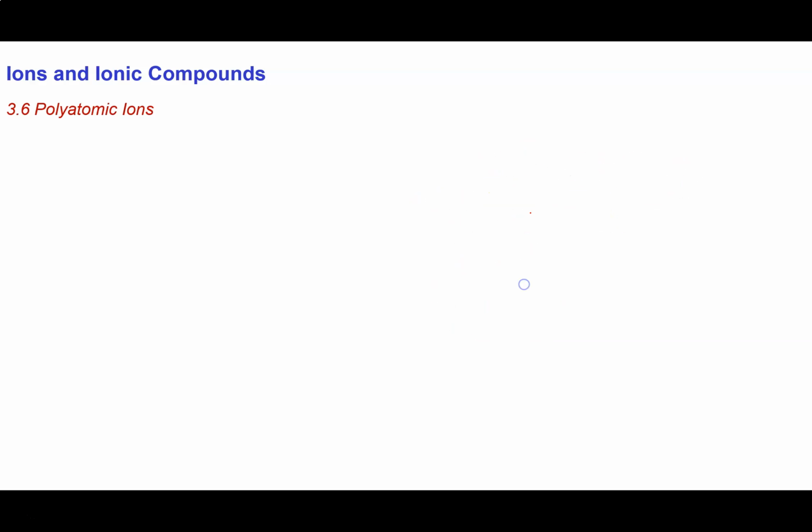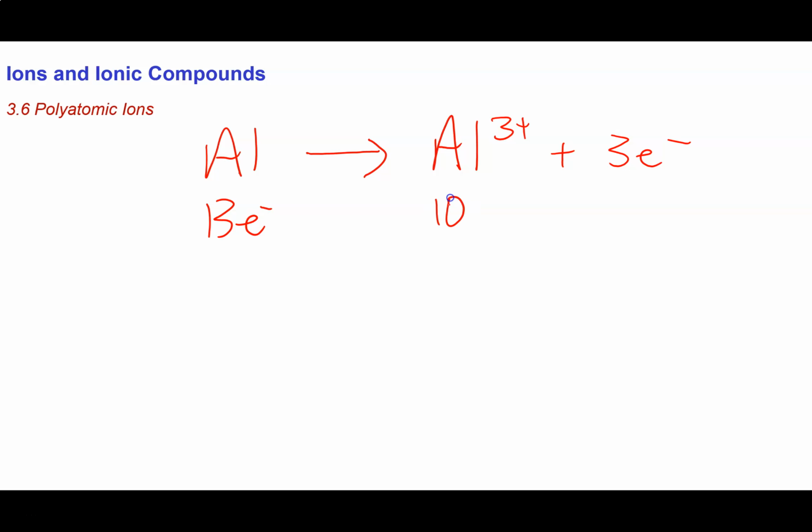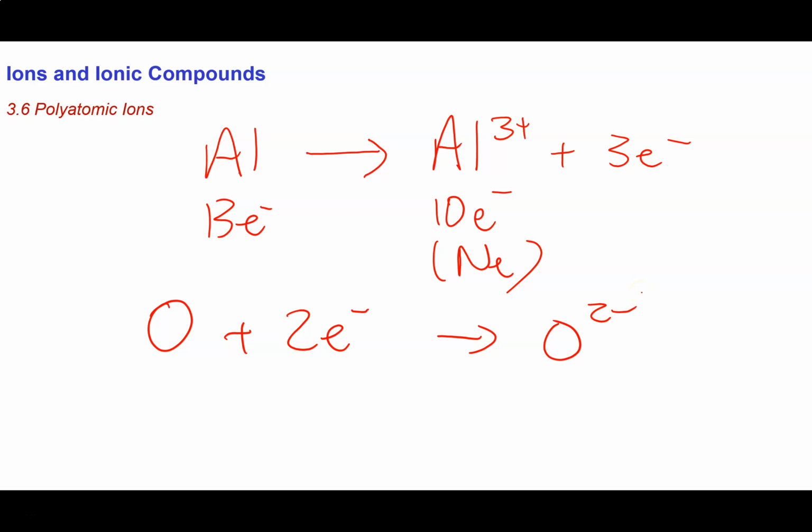A good example of this would be aluminum, which likes to lose 3 electrons. It starts with 13 electrons, ends up with 10 electrons. Again, just like neon. It doesn't always have to be like neon, that just happens to be the examples given here, but the ion always ends up with a noble gas configuration. Or it could be something like oxygen, which gains 2 electrons and forms the O2 minus.